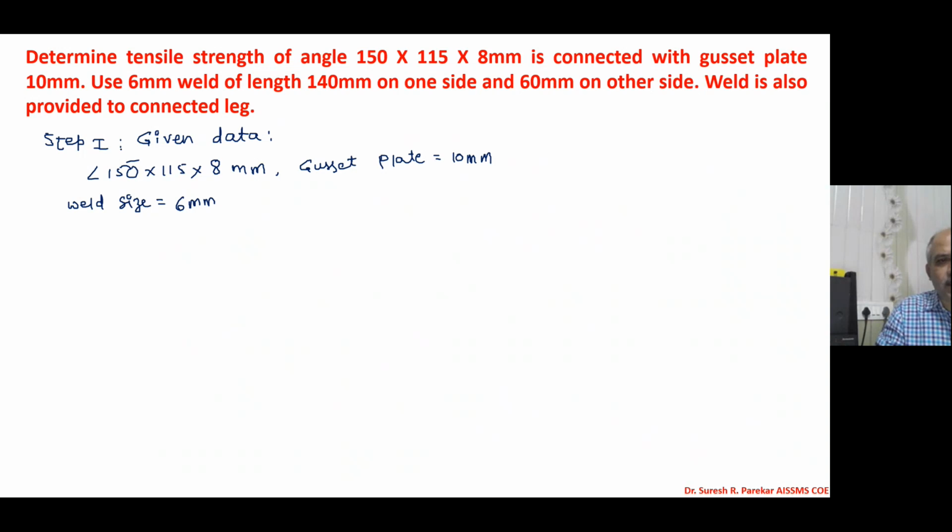So now we will see, when we go to the tensile strength due to rupture at critical section, at that time we will draw this connection, that is the welded connection, and there we will show all these values. So now we will go to step 2.